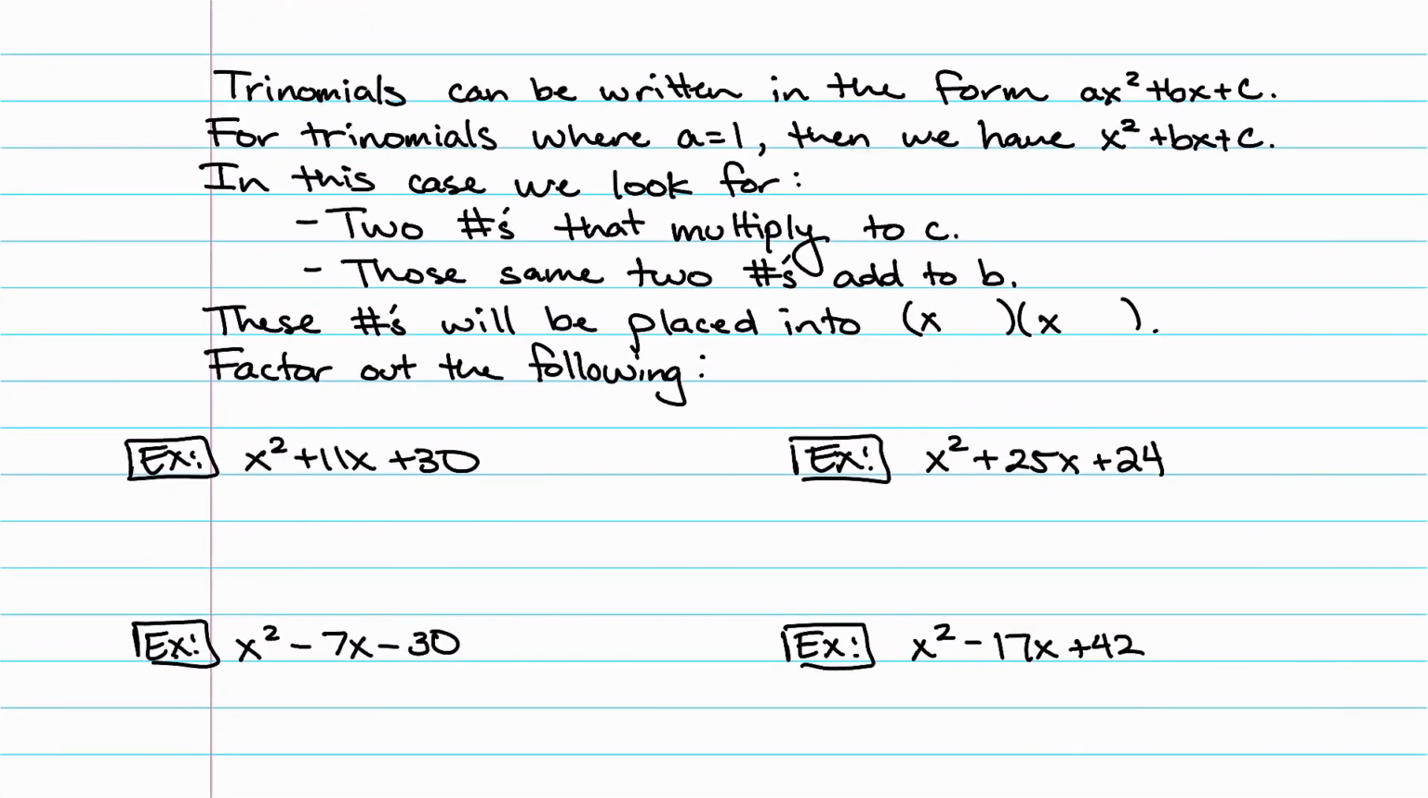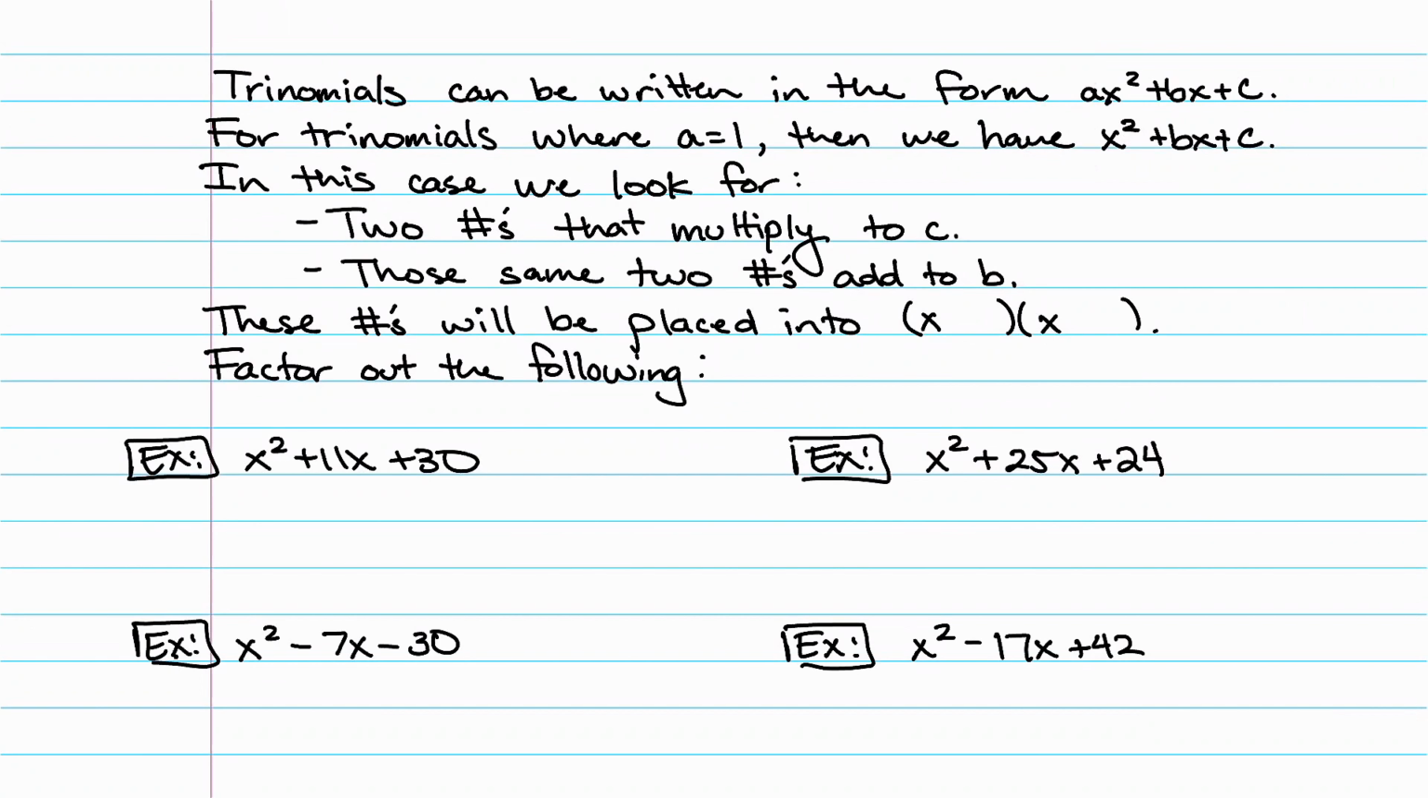All right, so trinomials can be written in the form of ax squared plus bx plus c. For trinomials where a equals 1, what that's saying is that you don't have anything here. We assume that this number is going to be 1. There's nothing written here. Again, we're just going to assume that that number is 1 right there. It's going to look like x squared plus bx plus c. And that makes it a heck of a lot easier to factor.